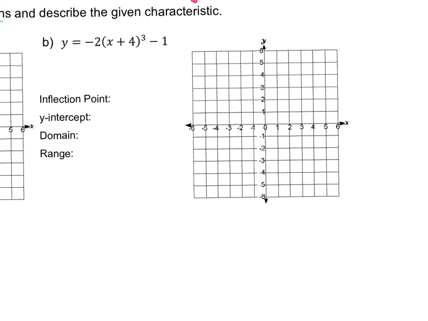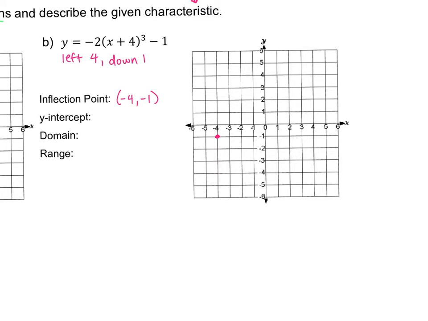All right, so for this problem here, let's go ahead and find the phase shift first. I notice there's a plus 4 on the inside, so this is going to be going left this time because it's a positive on the inside. And a negative 1 on the outside means I have to go down 1 unit. So if I go left 4, down 1, it would be right here for my inflection point. And so I'm going to record that inflection point at negative 4, negative 1.